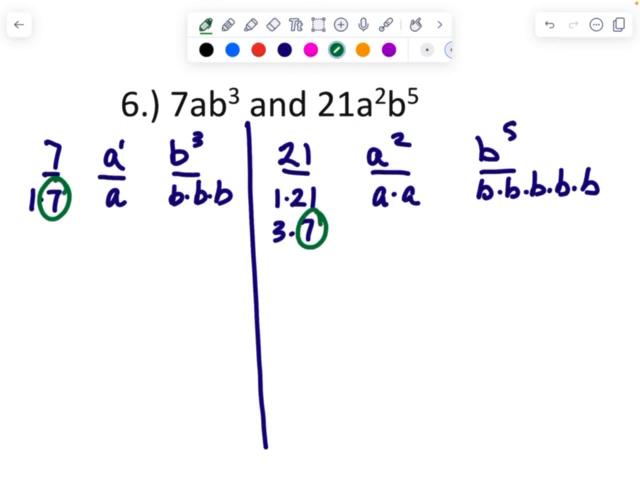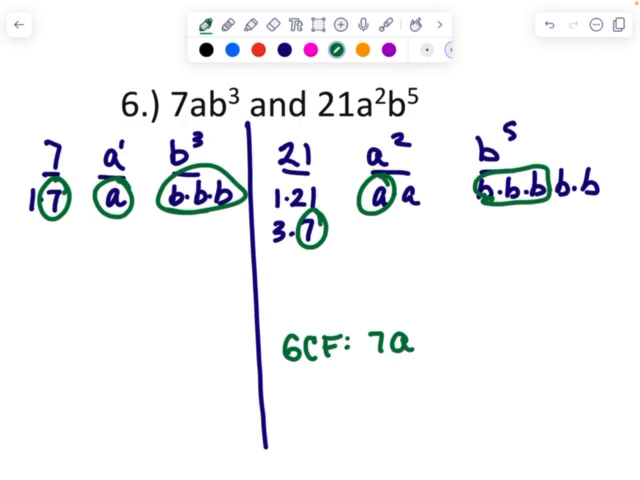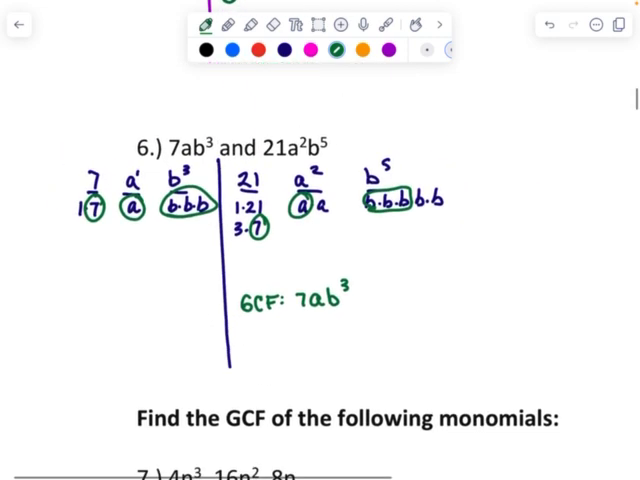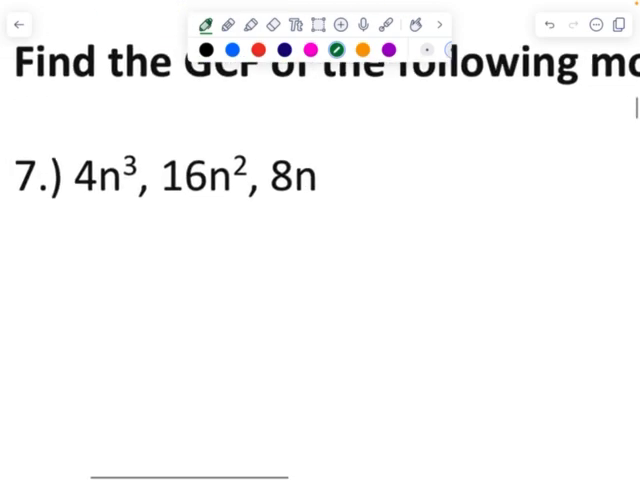I can look at my a's. The maximum number of a's I can take out of both terms. There's only 1. And then the maximum number of b's, b cubed, b cubed. So my GCF happens to be 7ab cubed. All right, that is the GCF of those two monomials. Let's do number 7 together.